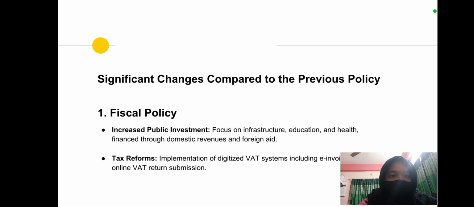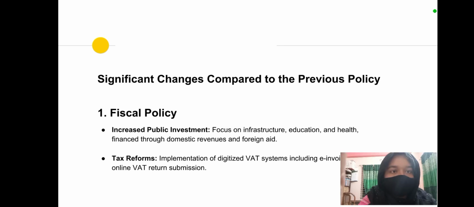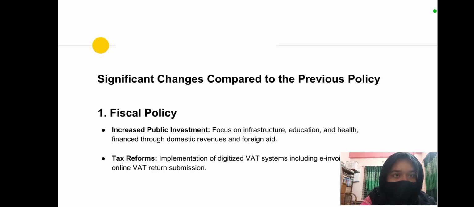First of all, fiscal policy, increased public investment, focus on infrastructure, education and health, financed through domestic revenues and foreign aid. Then tax reforms, implementation of digitalized VAT system including e-invoicing and online VAT return submission.